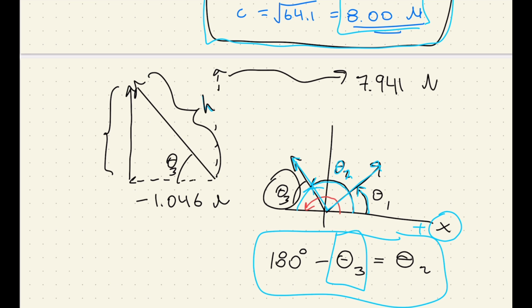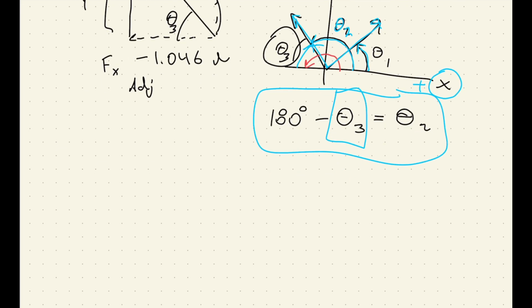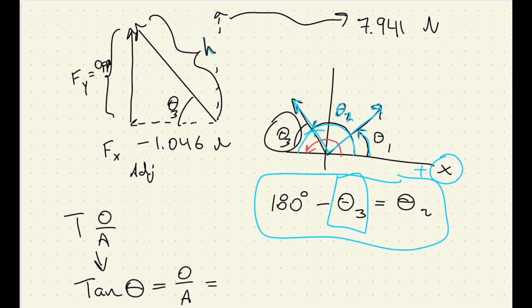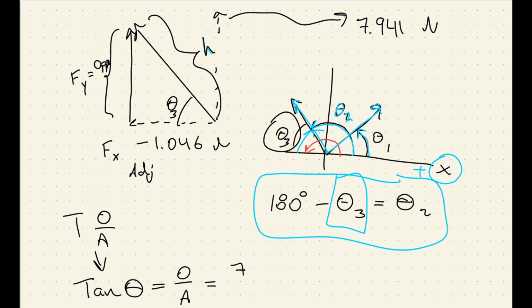We create this triangle. So this would be Fy. This here would be Fx. This is theta. This is H. So Fy here is equal to the opposite side of the triangle. Fx is the adjacent side. So if I want to use TOA, I say tangent theta is equal to O over A. This is what the mnemonic is telling you. What is O and what is A? O is opposite, which is 7.941 newtons. And then here we have minus 1.0.